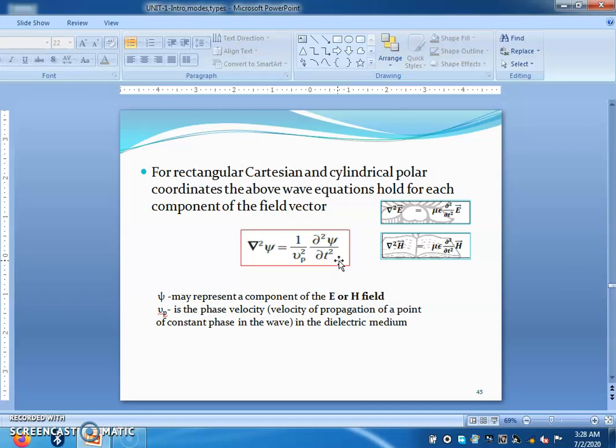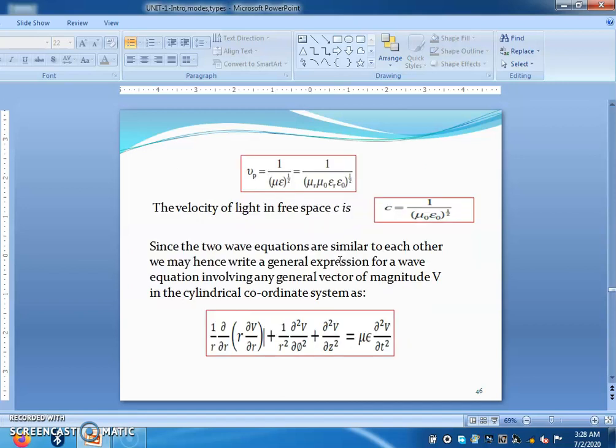What is psi? It can represent any component of the E or H field. What is Vp? It is the phase velocity, that is, the velocity of propagation of a point of constant phase in the wave. Then the equation for Vp is equal to 1 by root of mu epsilon. This can be expanded as 1 by root of mu r mu naught epsilon r epsilon naught. Then the velocity of light in free space, denoted by c, is equal to 1 by root of mu naught epsilon naught. See, the two wave equations are similar to each other.